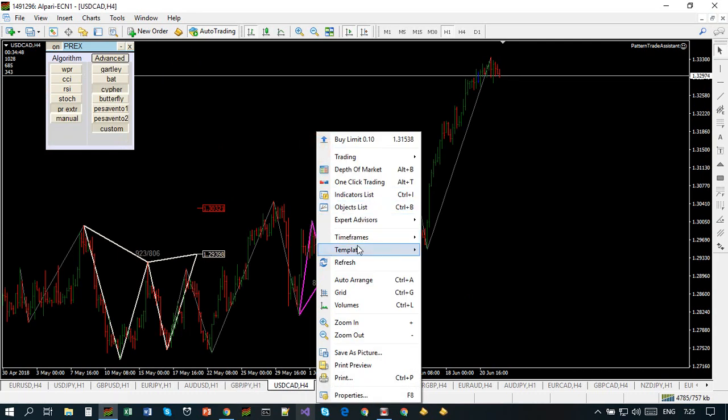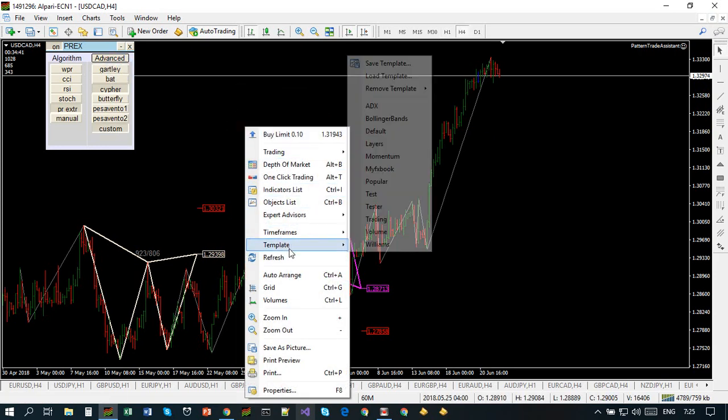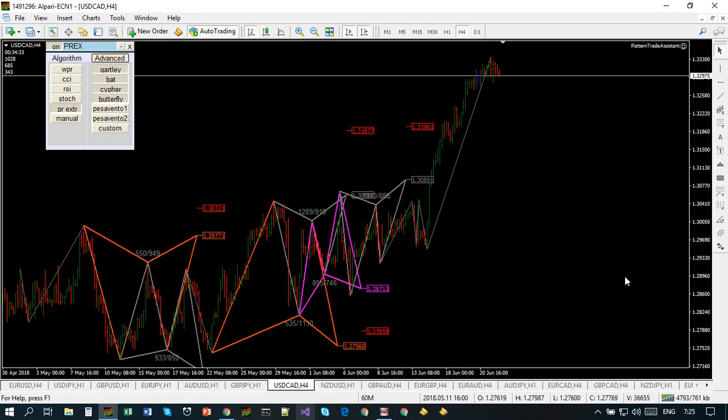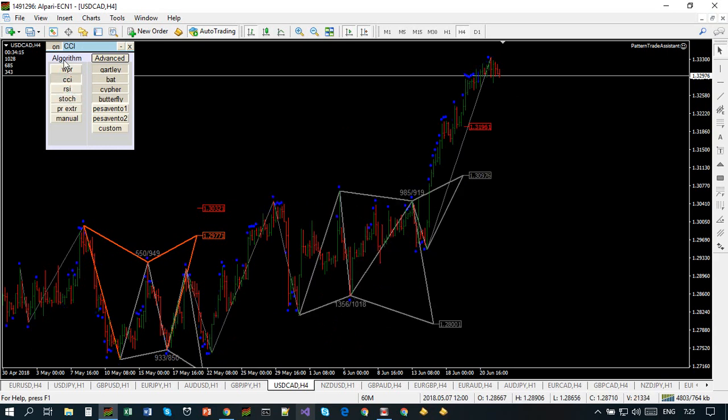Dollar Canadian, for our template default. Go in here. Template default. Okay, standard patterns enabled. We can see how they work. We had a butterfly winner, after that a cipher winner, then an invalidated butterfly. You can see this choppy movement. So pretty good. Right now we have nothing that is setting up.